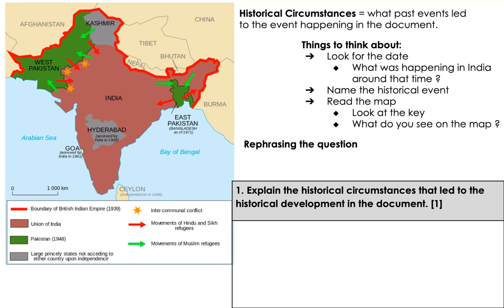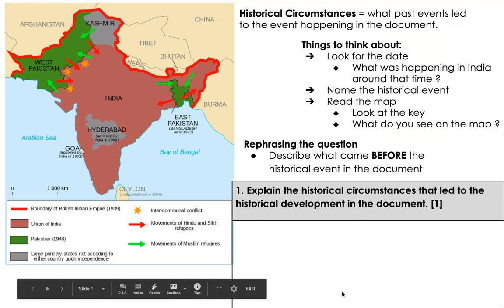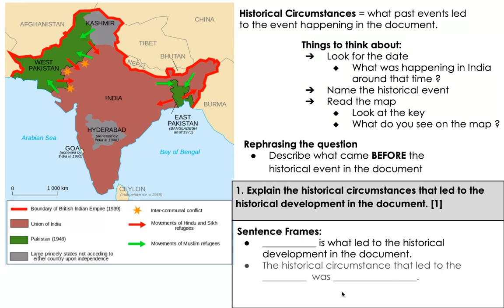Once you found out what the historical event is, you should maybe try to rephrase the question. So in my words, this question's asking me, describe what came before the historical event in the document, right? So once you guys know the historical event, at this point, you should have an idea. These are some sentence frames that you can use to answer your question. Blank is what led to the historical development of the document, or the historical circumstance that led to the blank was blank. All right, guys, so go ahead and try to work on your first question.